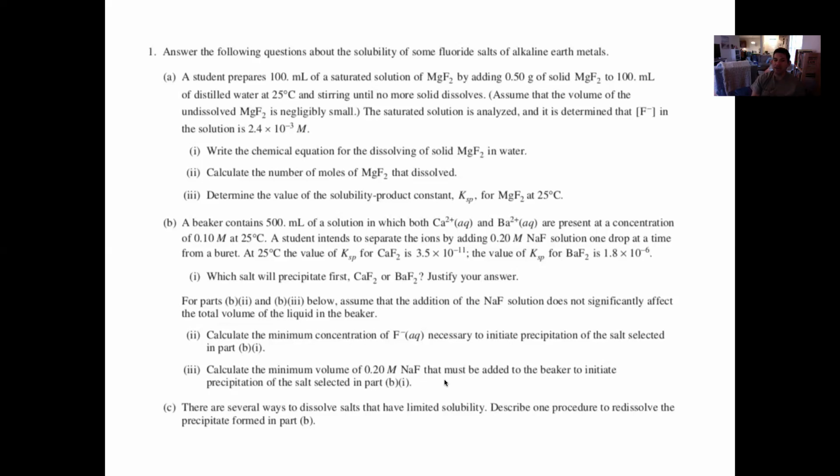And now lastly, part C. There are several ways to dissolve salts that have limited solubility. Describe one procedure to redissolve the precipitate formed in part B.